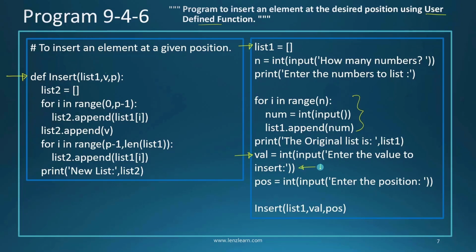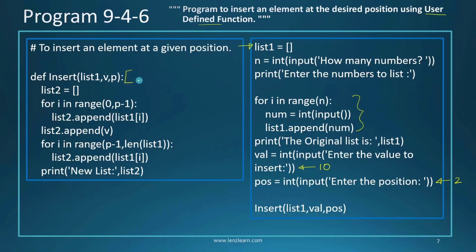Here you can give the input as 10, and next you have position, POS, and the program will ask to enter the position. So here you can input 2, which means that in list 1 I have to insert value 10 at position 2. Now to do that I will call the function insert with the values of list1, val and POS. Now the control will be moved to the function definition, and here I will write the values of list1, v and p so that when we work through the function we can understand what is happening inside it.